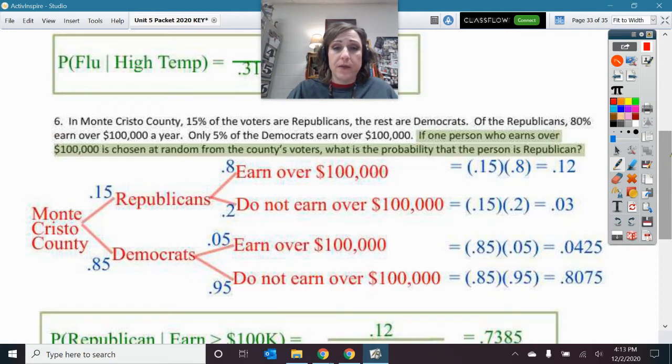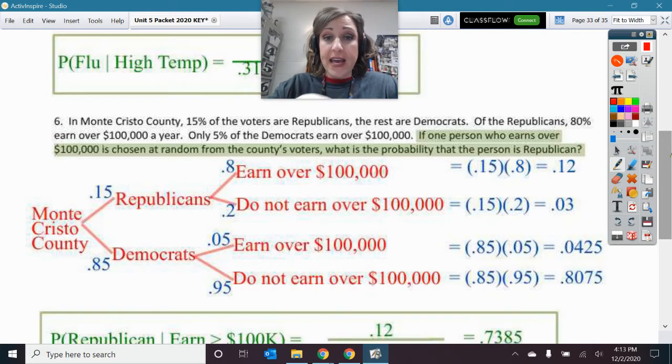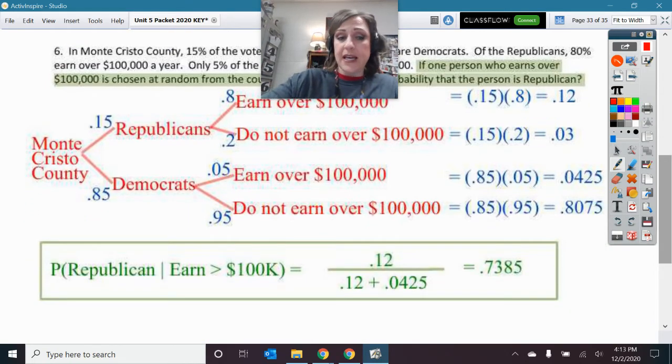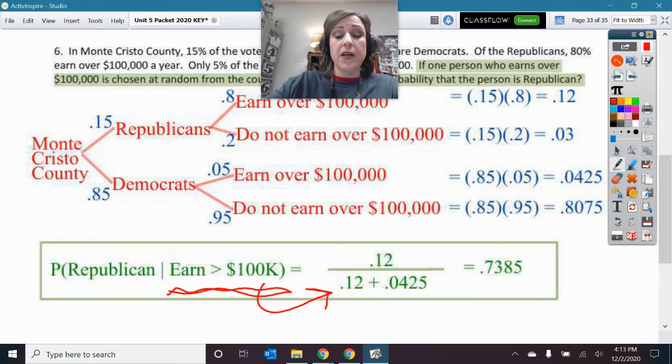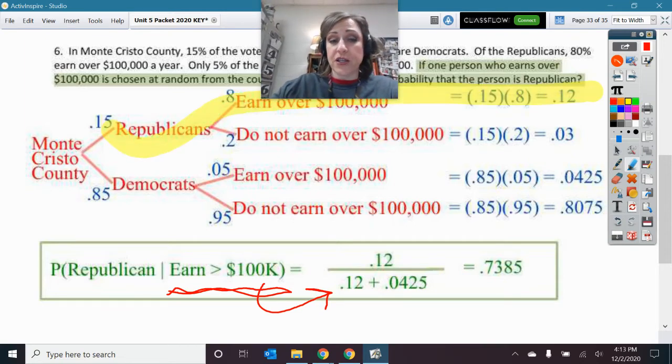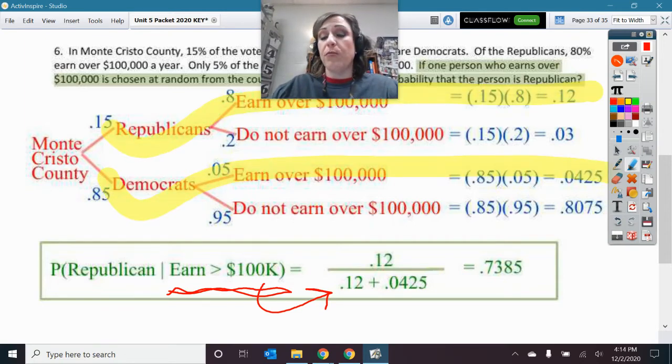So therefore, we make a tree diagram. There it is. I've got the Republicans and their rate at which they have those salaries, and the Democrats and the rate at which they have those salaries. So if one person earns over $100,000, that's the given. Given that they earn over $100,000, I need to put all of the over $100,000 earners down here. So that's those 12% and those 4.25%.